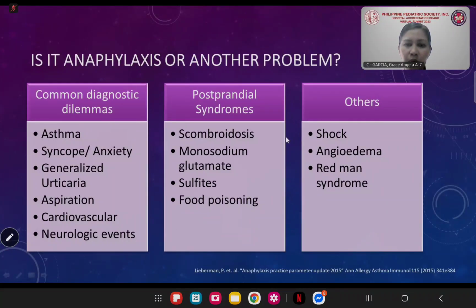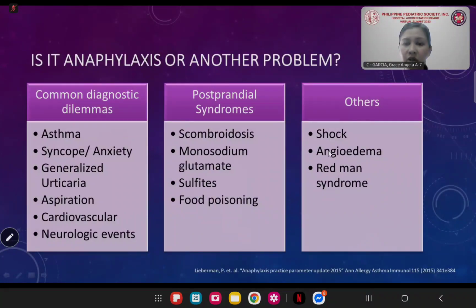For those postprandial syndromes, you have your scombroidosis, MSG, your Chinese restaurant syndrome. After consuming MSG from Chinese restaurants, it's very salty most of the time for the viand in your Chinese restaurant. That's your MSG or your Betsin. This can cause generalized erythema and flushing of the patient. Then sulfites and food poisoning, your scombroidosis for those spoiled food.